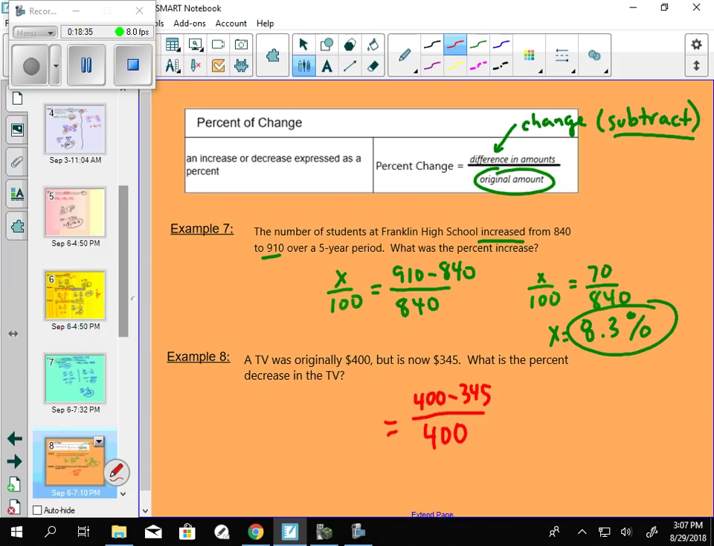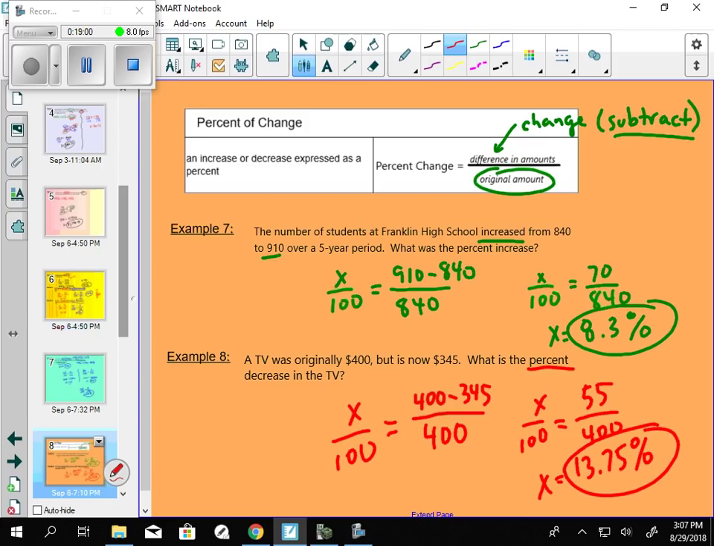We want to put this equal to what out of 100 to find the percent, because they're asking us for a percent. So subtracting that tells us that the change was 55. Cross multiply and divide, figure out the percentage, and you should have gotten about 13.75%. That was the percent decrease.